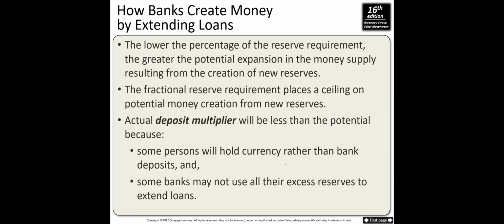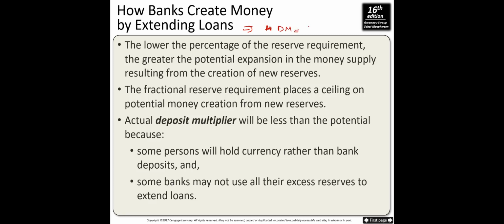The fractional reserve requirement places a ceiling on potential money creation from new reserves. Actual deposit multiplier will be less than potential because some persons will hold currency rather than bank deposits and some banks may not use all their excess reserves to extend loans. So in order to find out how much money is created in the system, we use the money multiplier or deposit multiplier. Let's call it deposit multiplier.